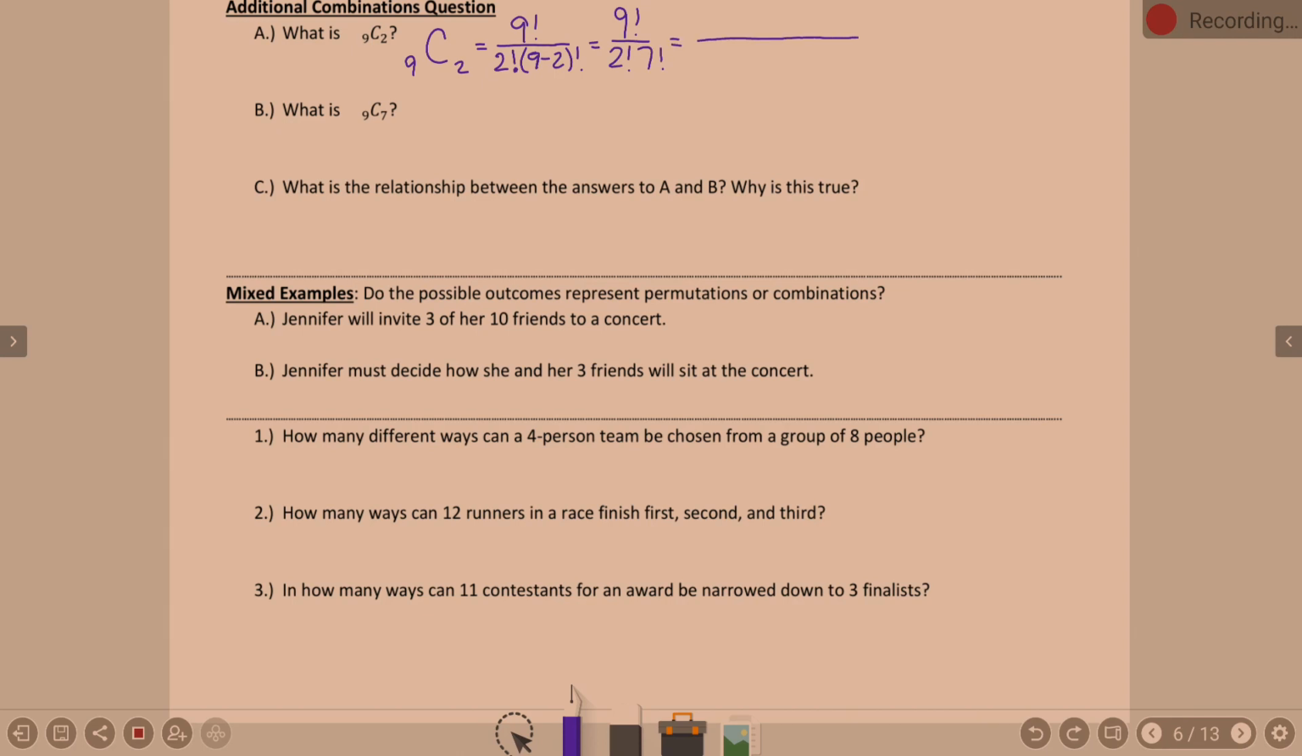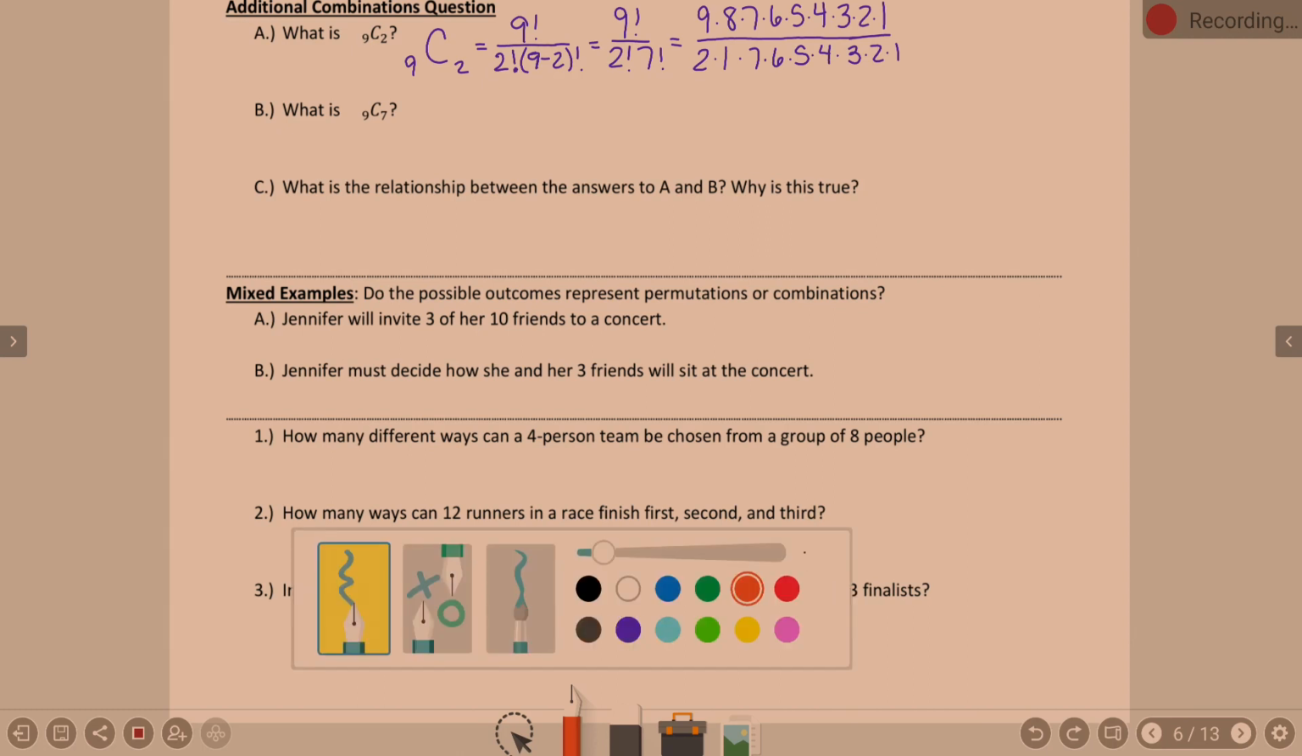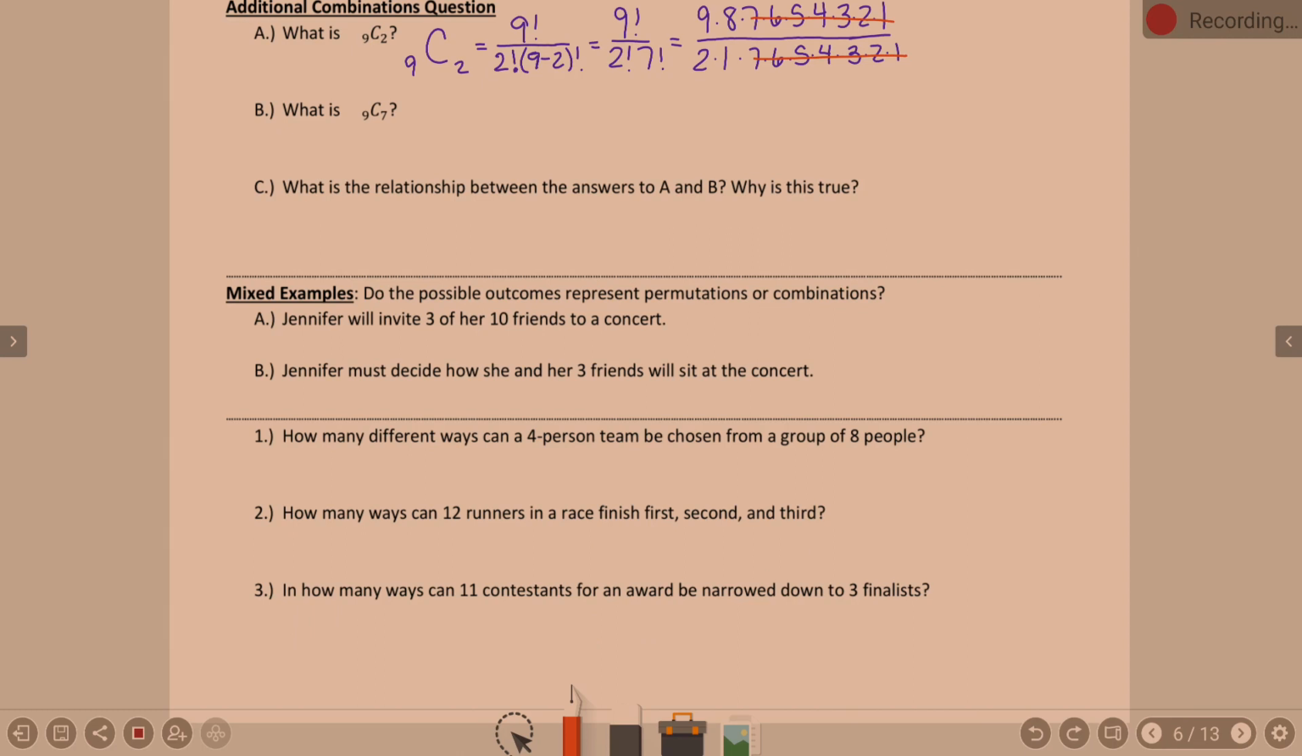Okay. Do the math with me again. 9 factorial, 9, 8, 7, 6, 5, 4, 3, 2, 1. 2 factorial is 2 times 1. 7 factorial, 7, 6, 5, 4, 3, 2, 1. What cancels? Everything but the 1. 7 through 1 cancels, yes. That's the easy way to get out of there.